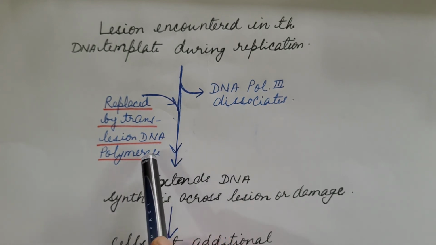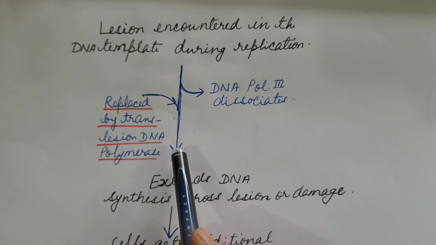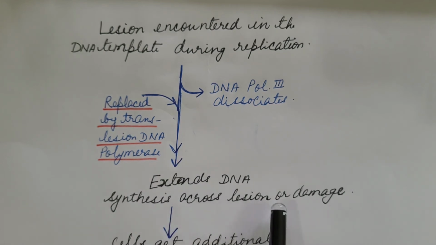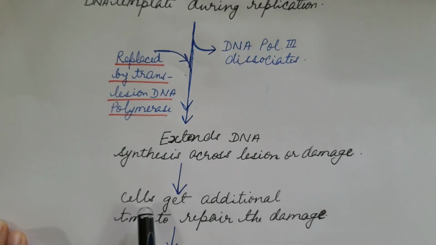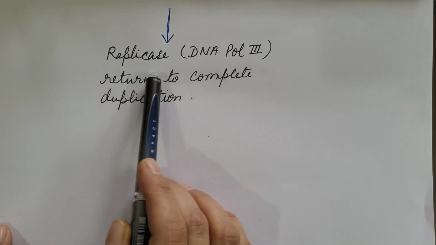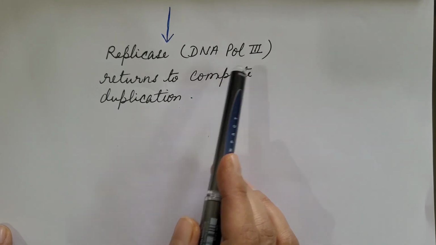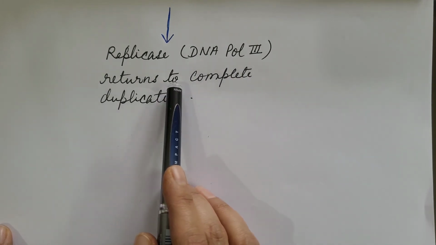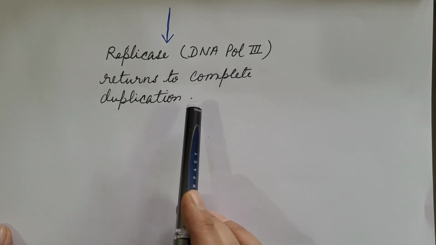These are known as SOS DNA polymerases. These extend the DNA synthesis across the lesion or damage, that is, these traverse the damage or travel past the damage and continue to extend the DNA synthesis. In this way, cells get additional time to repair the damage. And once the damage is repaired, the replicase, that is DNA polymerase 3, returns to complete duplication of DNA.